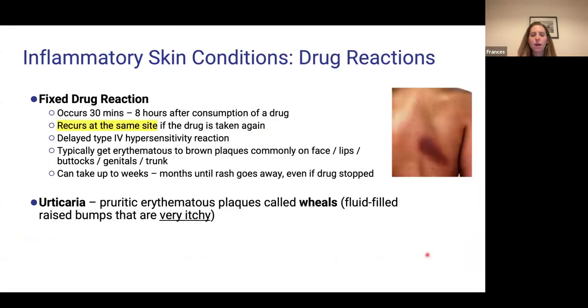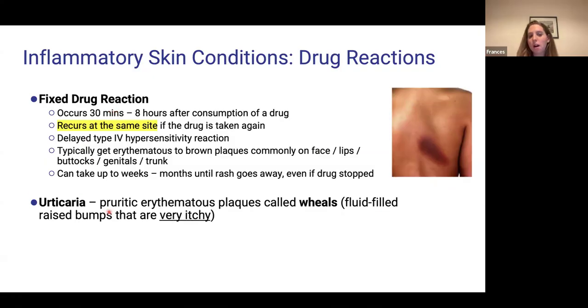Okay. And then finally, you have things like drug reactions. You can have a fixed drug reaction, which occurs very shortly after, within hours after you've had that drug. It will come back again at the exact same site if that drug is taken again. So this is a type 4 hypersensitivity reaction. You'll typically get these erythematous or brown plaques that are commonly on the face, the lips, buttocks, genitals, trunk. Yeah, you can see it on the back. It can take up to weeks to months until the rash goes away, even if that drug is stopped. So it can be quite longer lasting, if that makes sense.